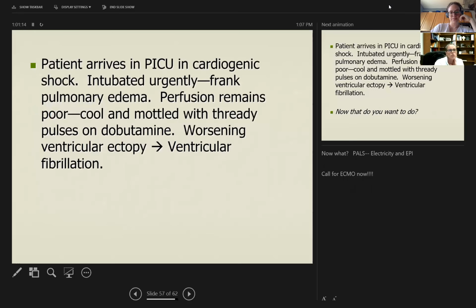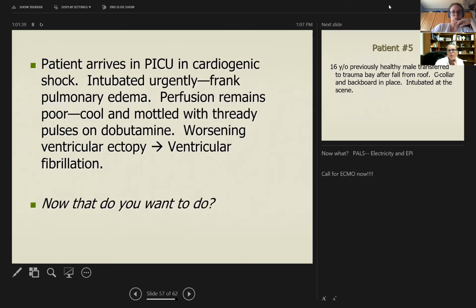Okay. So she comes to the PICU and is in cardiogenic shock. She's intubated urgently, and you get frank pulmonary edema out of the endotracheal tube. Her perfusion remains poor. She's cool and mottled with thready pulses. The ER started dobutamine because they had that pre-mixed, but she starts getting worsening ventricular ectopy, and she fibrillates. Now what are you going to do?